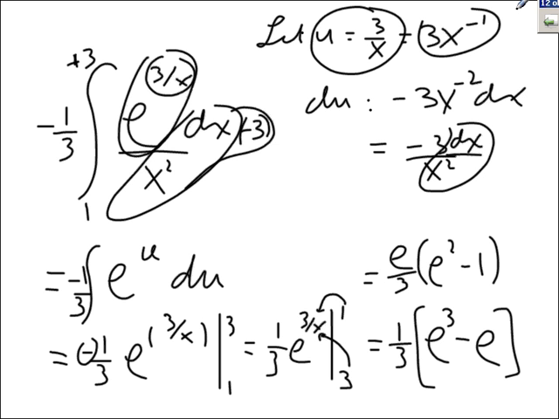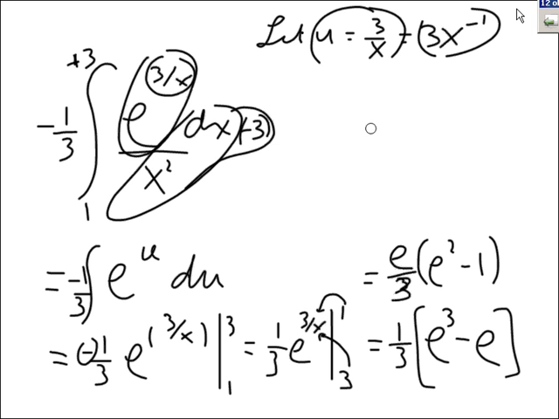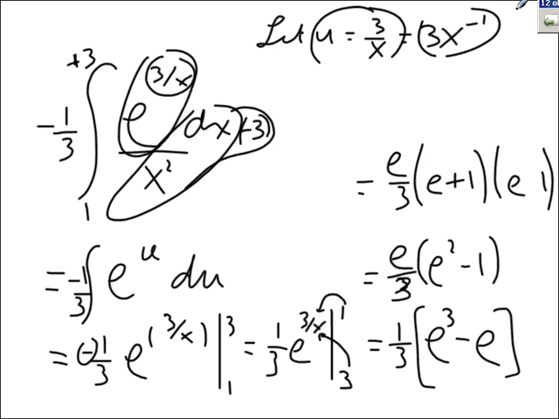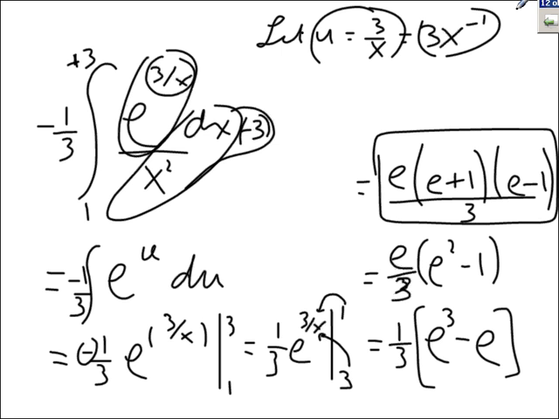Didn't expect that to happen, but for e squared minus 1, that's the difference of squares. E is being squared, and you can think of 1 as being squared. E and 1 are being squared, they go in separate brackets, twice: e and 1. One gets a plus, one gets a minus. Actually, I would write it as such. I would put that 3 in the bottom. It's a very nice looking answer.